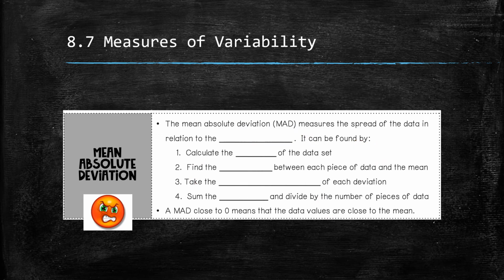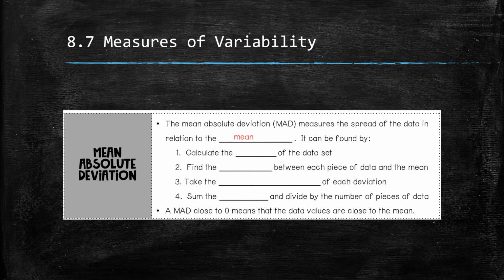Now we're going to talk about MAD. No, I don't mean the angry kind of mad. I mean mean absolute deviation, which is the average of how much data values differ from the mean. And it's another measure of variation. So the MAD measures the spread of the data in relation to the mean, or the average. And it can be found by following these steps.